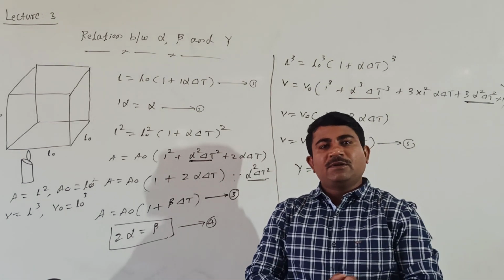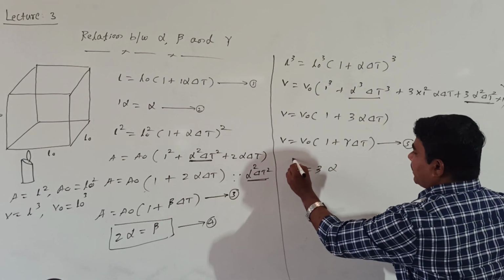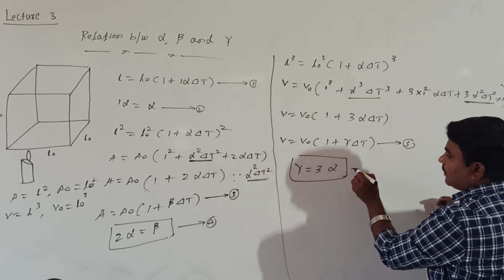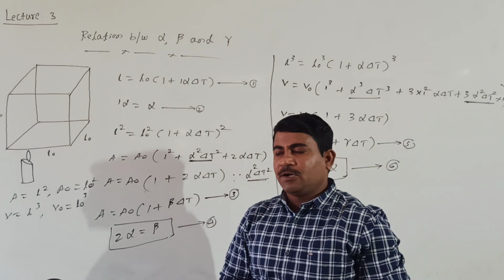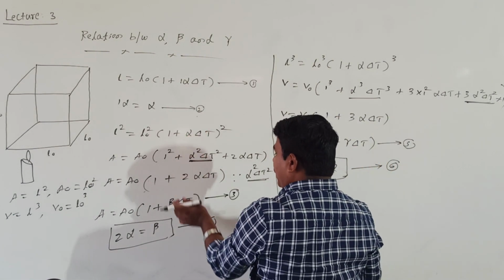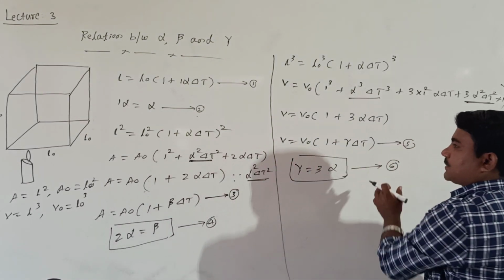Gamma is similar to 3 alpha. From this, what are you getting? From this. What about this equation number 6? Students, what did you get from equation 2, from equation 4 and from equation 6?